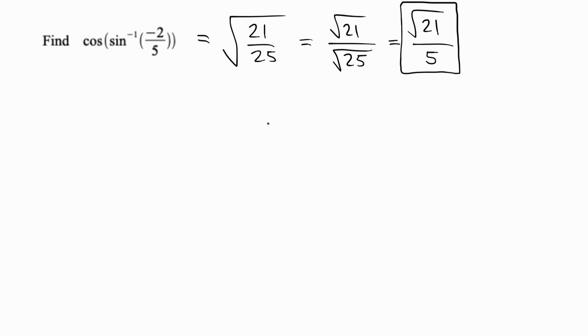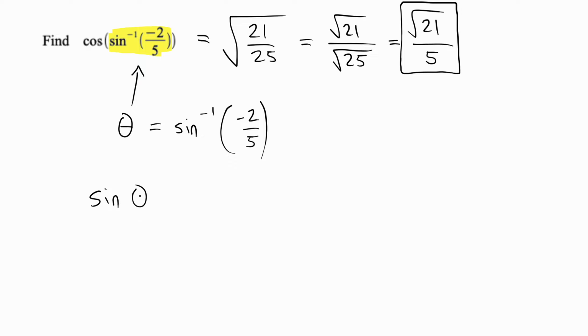Now, if we want to do this by hand, then we should draw a triangle that's relevant to the situation. So keep in mind that the entire argument of the cosine here is an angle. You can only do cosine on an angle. So this is the angle, I'll call it theta. Theta is the arcsine, or sine inverse, of -2/5. So what does that mean? It means that the sine of theta here is -2/5.